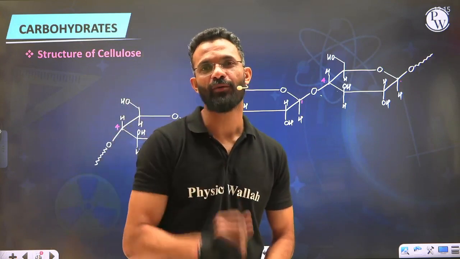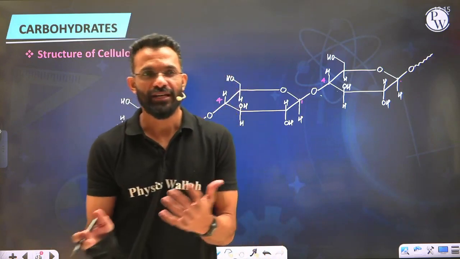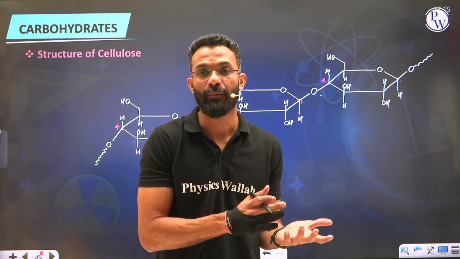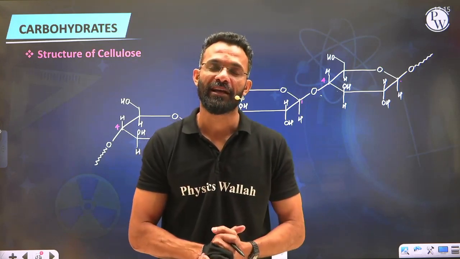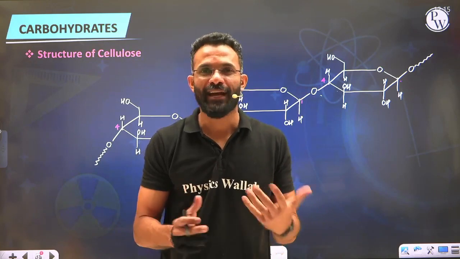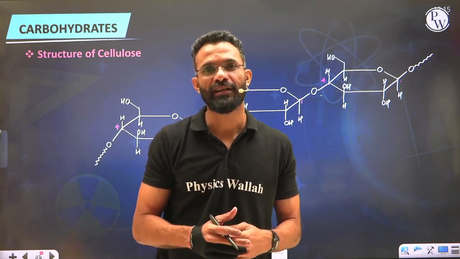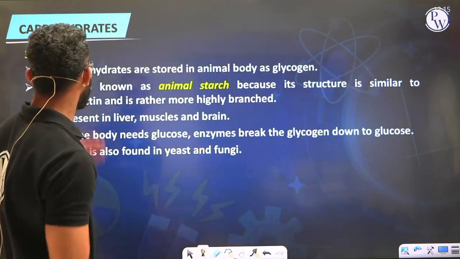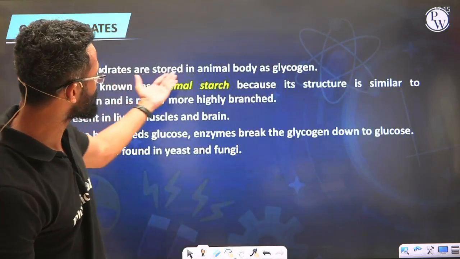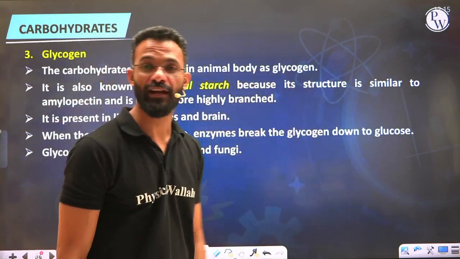So those were some important polysaccharides. Now one more important polysaccharide left, whose structure is found to be similar to that of amylopectin, just that it is more complex, and that is nothing but glycogen. So guys, glycogen is nothing but when carbohydrates are stored in the animal body, they are always stored in the form of glycogen.